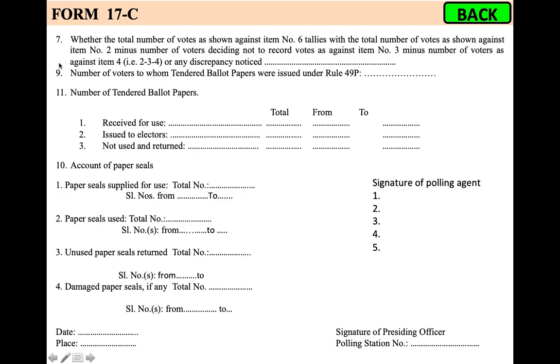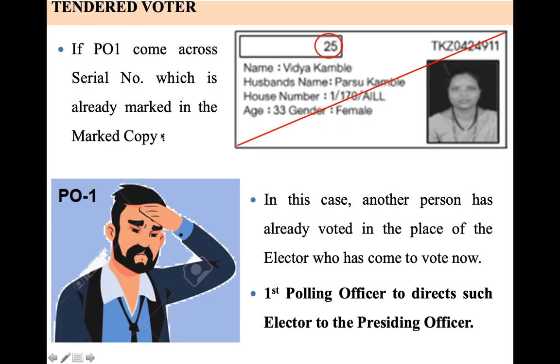Now coming to point number 9, number of voters to whom tendered ballot paper were issued. So what is a tendered ballot paper? Whenever an elector comes to cast her vote, the first polling officer will mark diagonally with a red pen, suggesting that this elector has cast her vote.